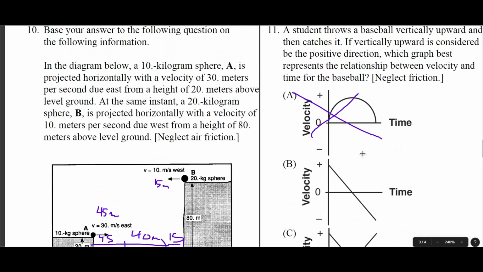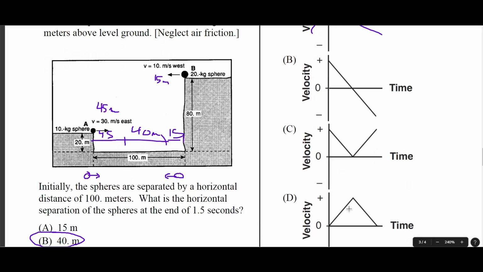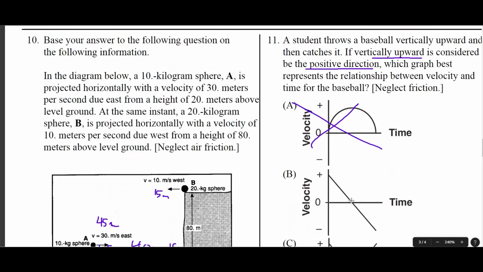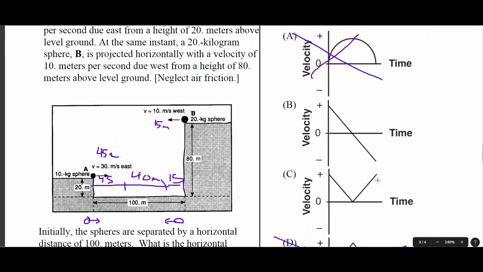Now, there is another one that I'm going to end up getting rid of, but let's go through this conceptually. The ball is being thrown upwards, which means that it's going to be positive. They even say that that's the positive direction. So my velocity should start positive. D does not start in the positive direction, it starts at 0. So now we're down to B and C.